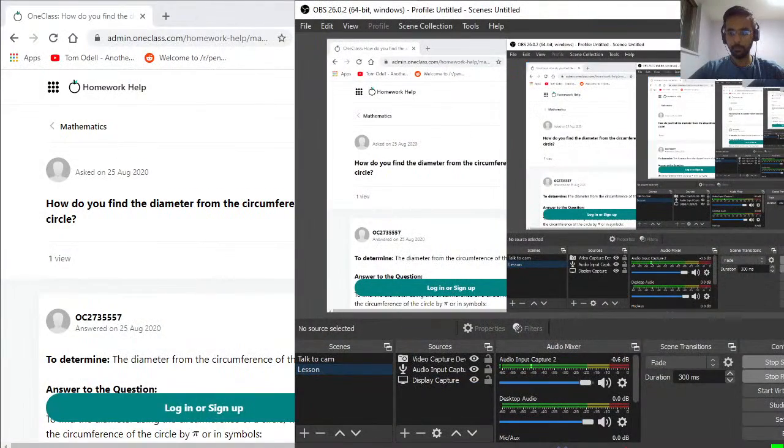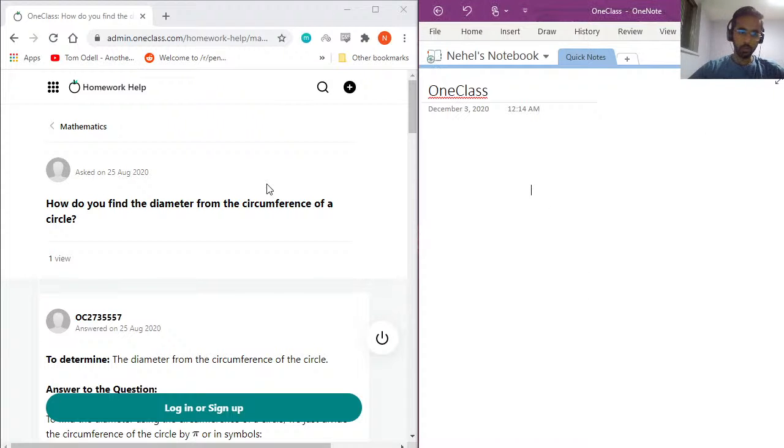All right, without further ado, let's get into it. We'll be solving math questions as I said. So let's look through the questions. Okay, perfect. So question one for today is based on circles in geometry. How do you find the diameter from the circumference of a circle?